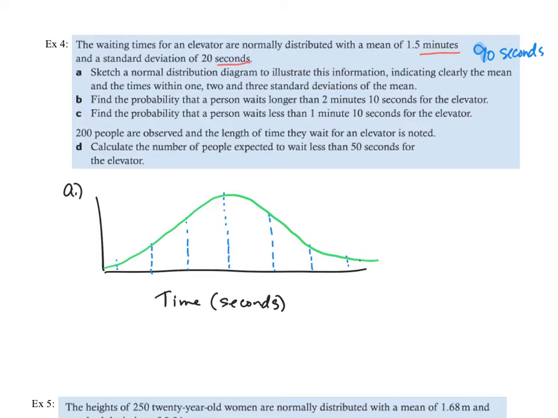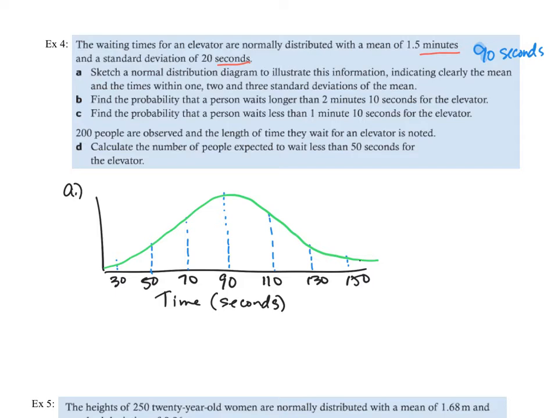Okay, so then let's label. Remember, the mean was 90 seconds. And if our standard deviation is 20 seconds, then one standard deviation below the mean would be 90 minus 20, or 70. And then one standard deviation above the mean would be 90 plus 20, or 110. And then two standard deviations below would be 50. Two standard deviations above would be 130, and then three standard deviations below would be 30, and three standard deviations above the mean would be 150.